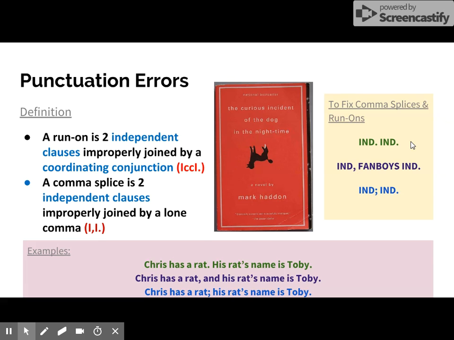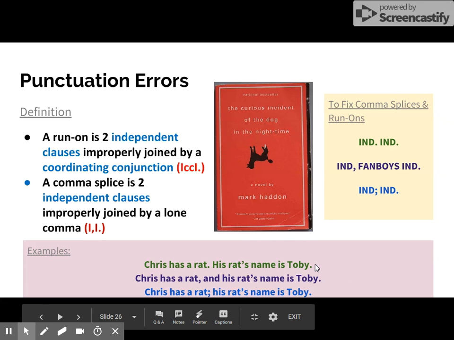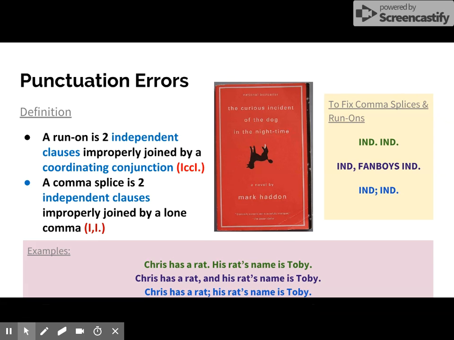One would be just make two separate sentences. The second would be to join them with a comma and fanboys. And the third would be to join them with a semicolon. So taking an example from the book we're reading right now, in green, I just made two separate sentences. Chris has a rat. His rat's name is Toby. Those are two independent clauses. I'm just going to make them two sentences to make it easy.